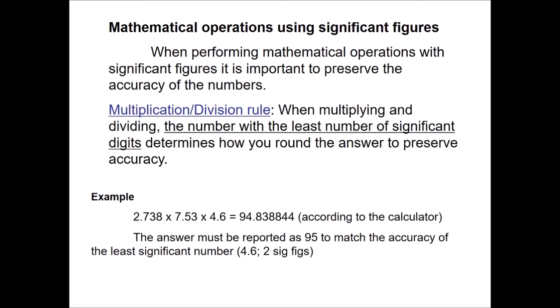So we have the same numbers here, but we're multiplying now, not subtracting or adding. And your calculator would tell you 94.83, and so on. Now, the original numbers had 4 significant digits, then 3, then 2. 4.6 is 2. So we're going to round that number to 95, because 95 has 2 significant digits in it, and that is the most we can have in our number to preserve the accuracy of the original numbers. So 95 would be the answer here when you round appropriately.